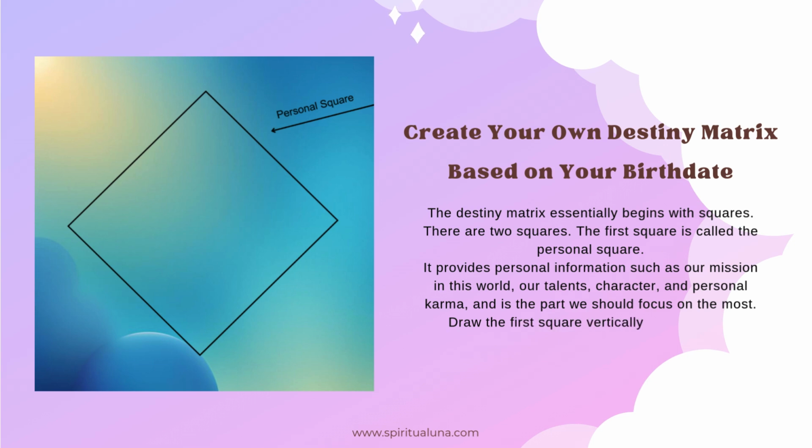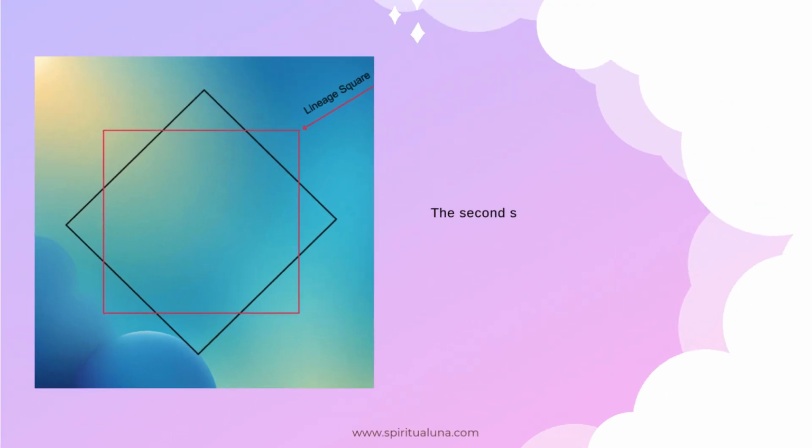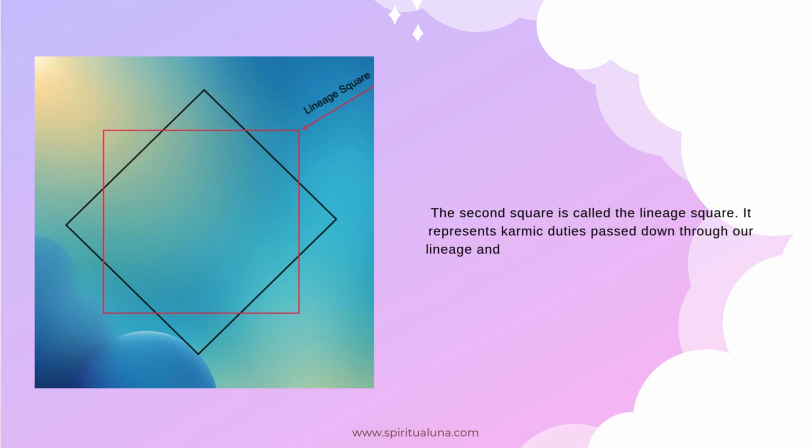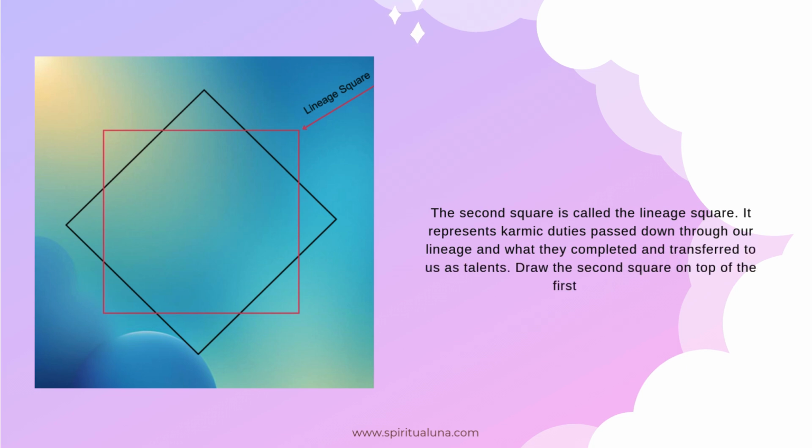Draw the first square vertically, rotating it 45 degrees. The second square is called the lineage square. It represents karmic duties passed down through our lineage and what they completed and transferred to us as talents. Draw the second square on top of the first square.